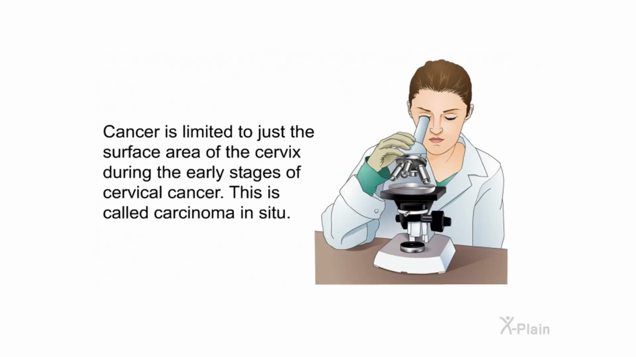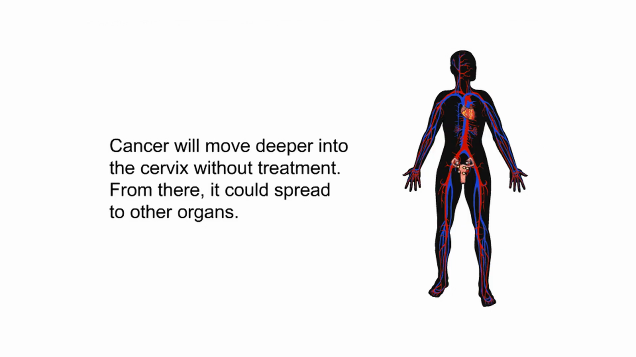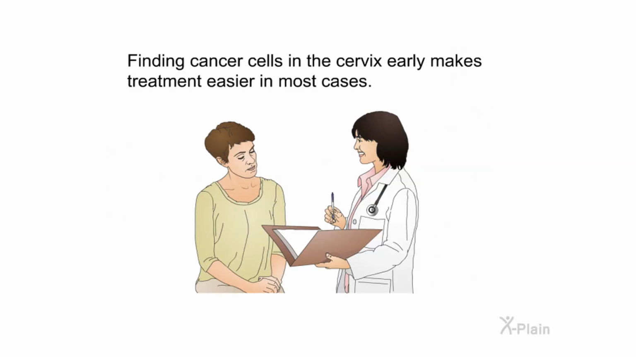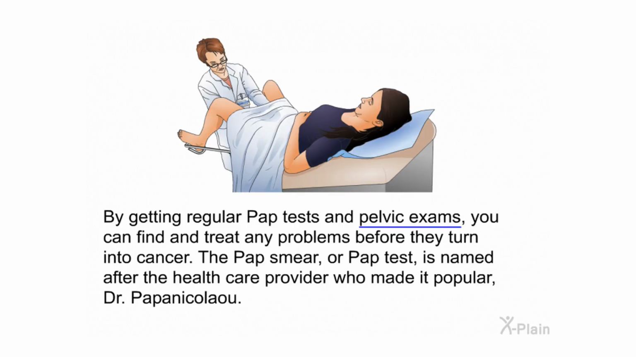Cancer is limited to just the surface area of the cervix during the early stages of cervical cancer. This is called carcinoma in situ. Cancer will move deeper into the cervix without treatment. From there, it could spread to other organs. Finding cancer cells in the cervix early makes treatment easier in most cases. By getting regular pap tests and pelvic exams, you can find and treat any problems before they turn into cancer.